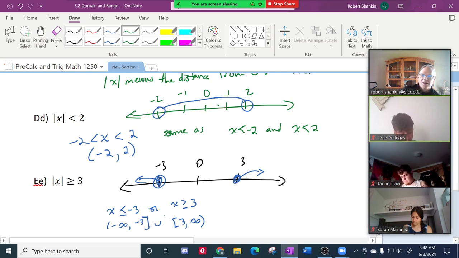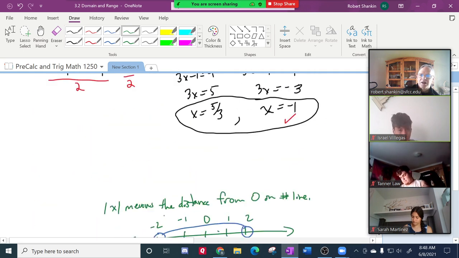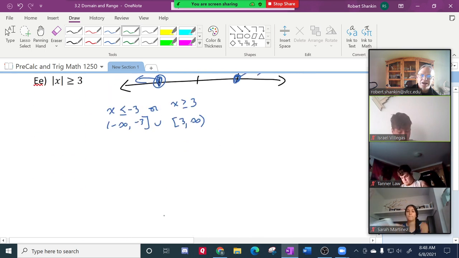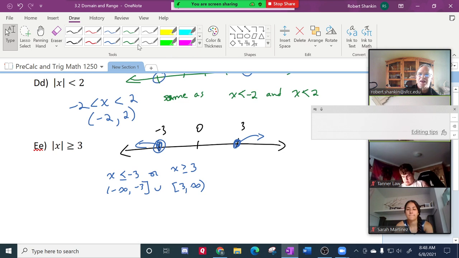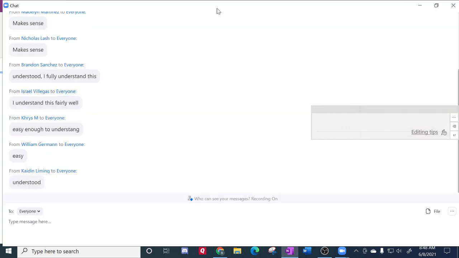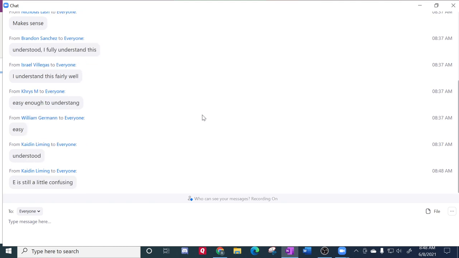Alright, give me a little feedback on C, D, and E, please. And type it in, but don't hit enter quite yet. Go ahead and hit enter.